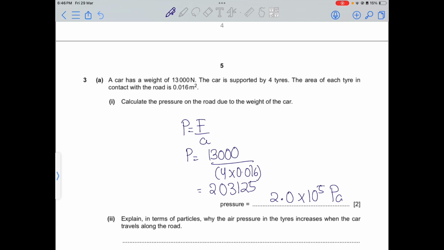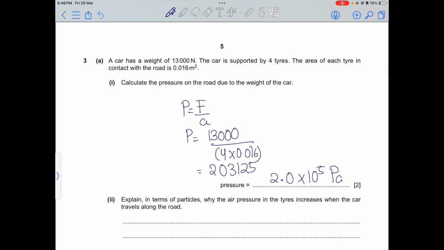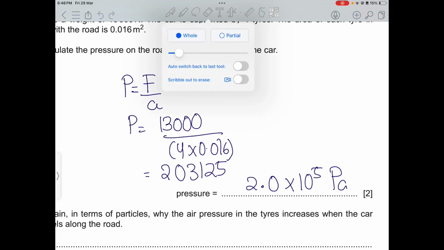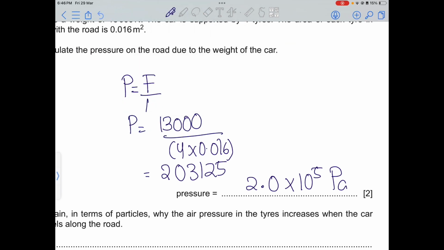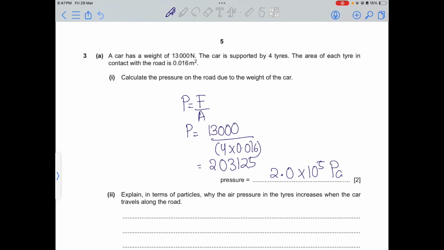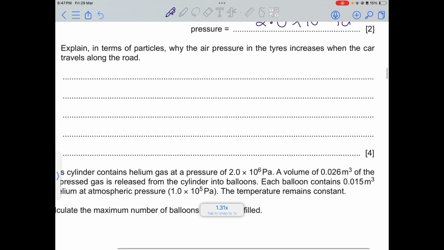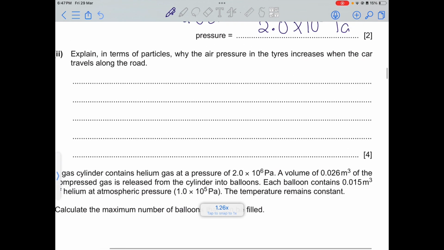Now the next part, I have a bit of confusion here. Oh my bad, the A should actually be capital here. P = F over A, although you can just write it as pressure, force over area, if you're comfortable with that. Then it says explain in terms of particles why the air pressure in the car increases when the car travels along the road.